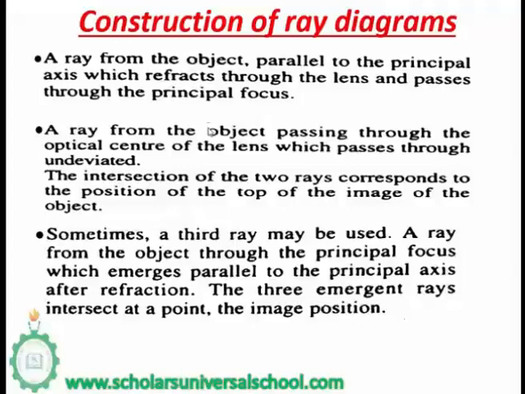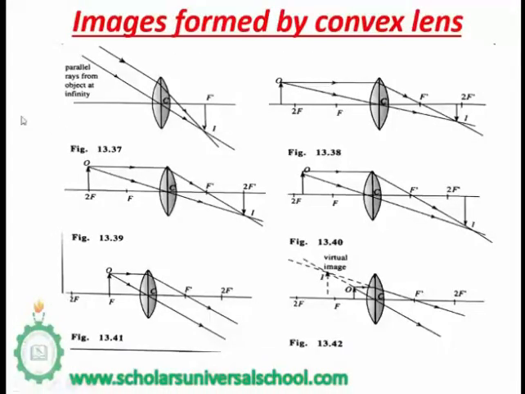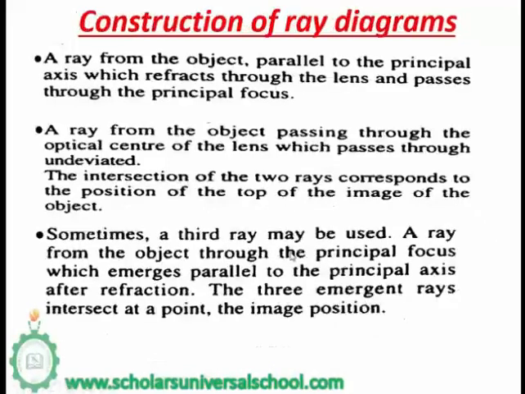Now, if you have a ray of light that is parallel to the principal axis, take this as an example, it will get refracted and then pass through the principal focus. Then for the second one, you have a ray from the object passing through the optical center, which will pass through the lens undeviated.